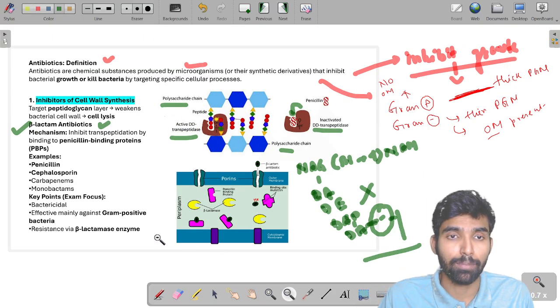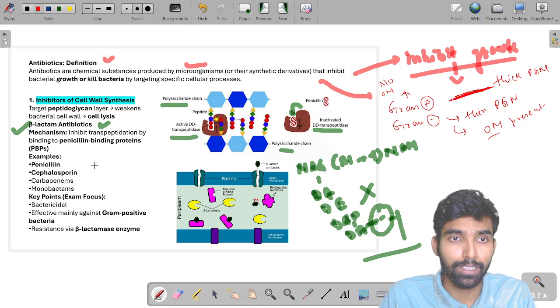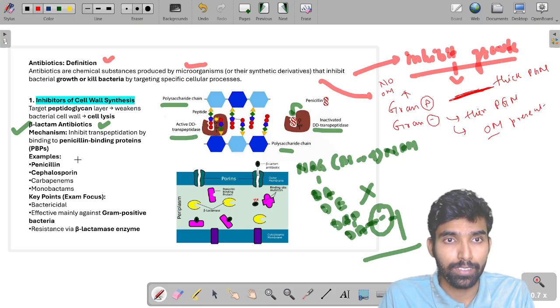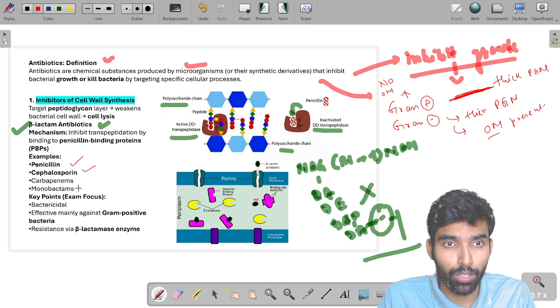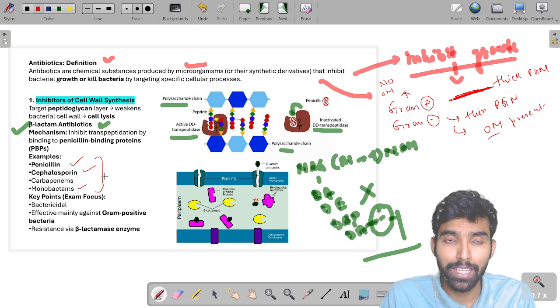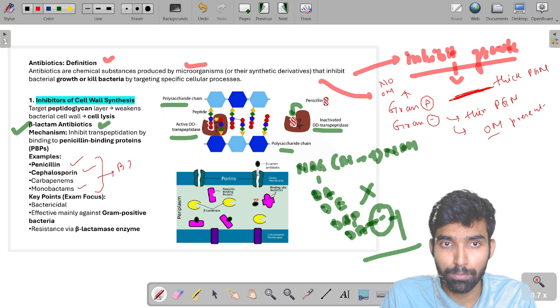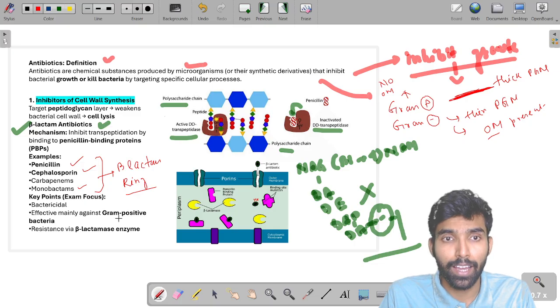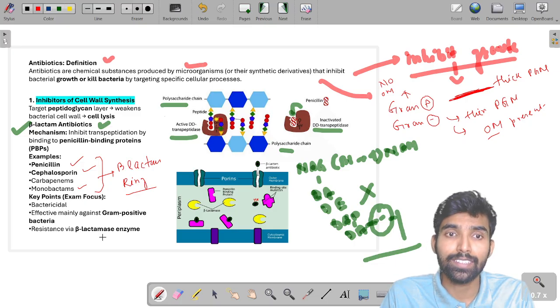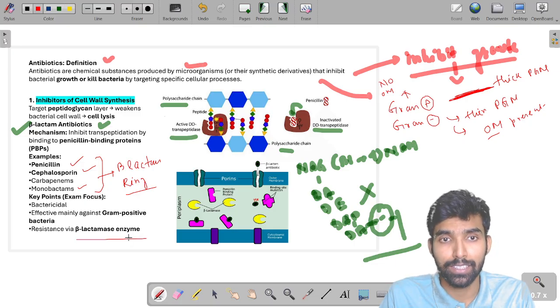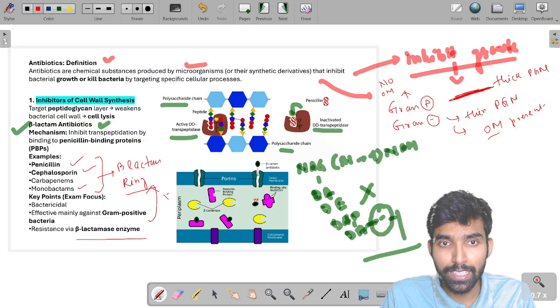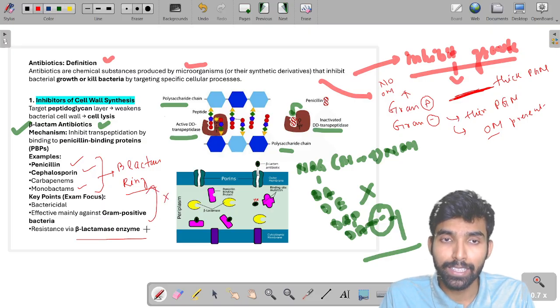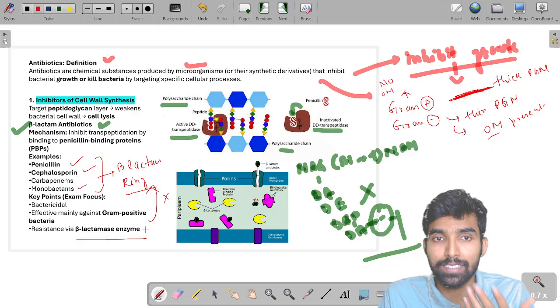Now here's a point that you need to remember: penicillin, cephalosporin, and monobactams all have the beta lactam ring. That's the most important thing, the beta lactam ring. And how did bacteria get resistance? Through the beta lactamase enzyme. The beta lactamase cleaves the beta lactam ring, and then the bacteria will be resistant.